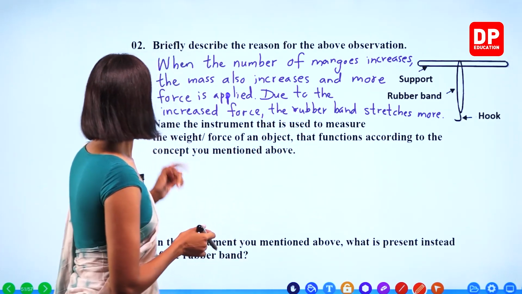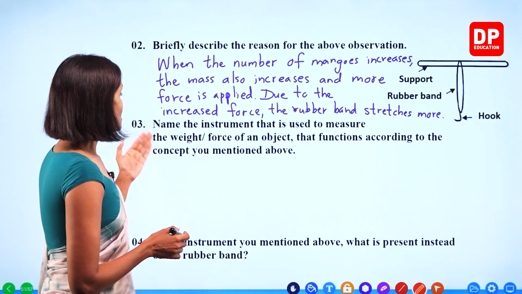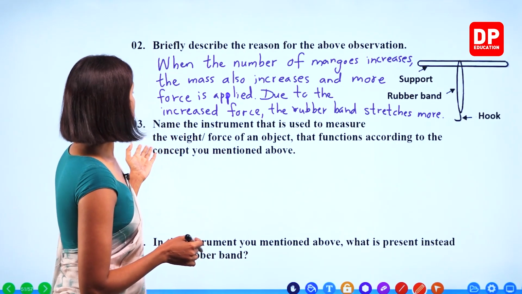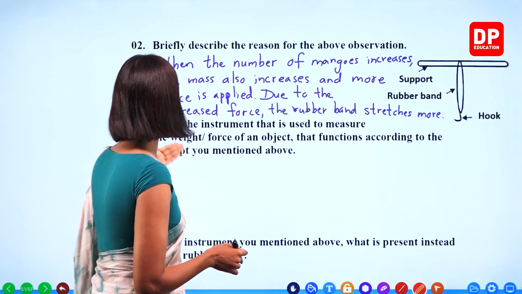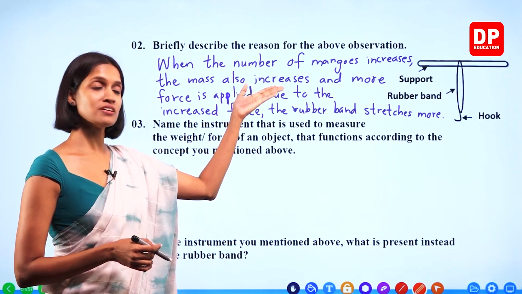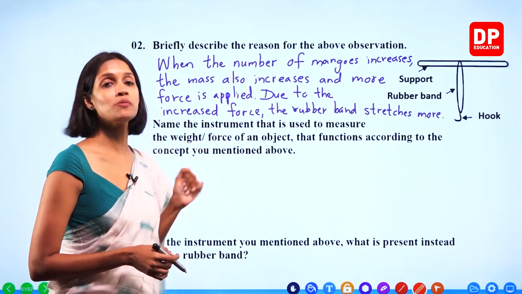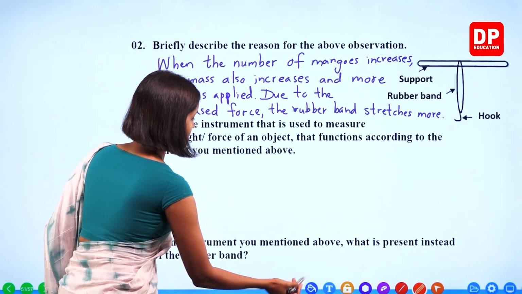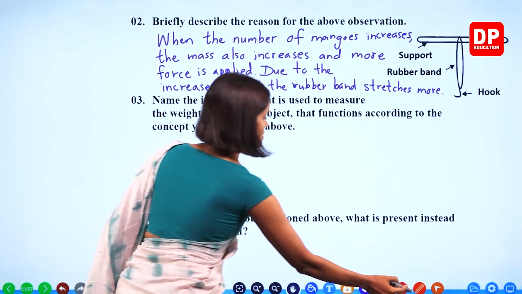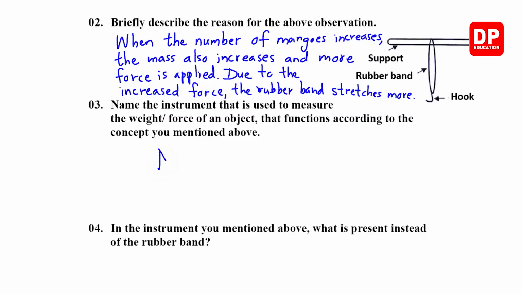Number 3. Name the instrument that is used to measure the weight or force of an object that functions according to the concept you mentioned above. So as similar as this setup, what is the instrument, children? Newton's spring balance. Right? Newton's spring balance.